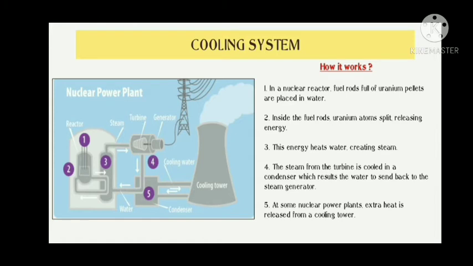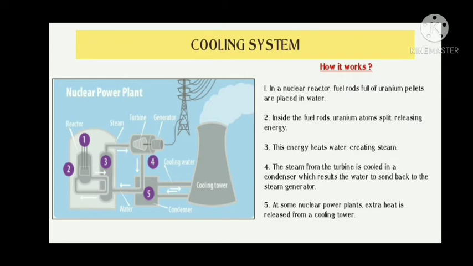Selepas tenaga elektrik diagihkan kepada pengguna, cooling towers in the tertiary circuit are used to remove heat at the reactor in the primary circuit and release the heat to the environment. But how does the cooling system work? Let's take a look at step number 1. Cooling system is used to remove heat in a reactor which is made of uranium pellets.